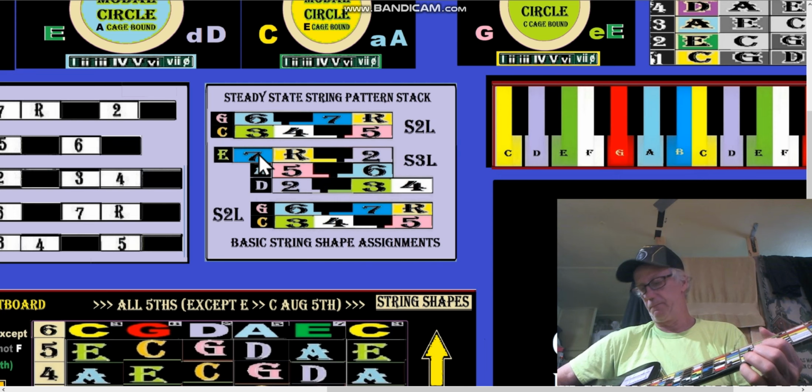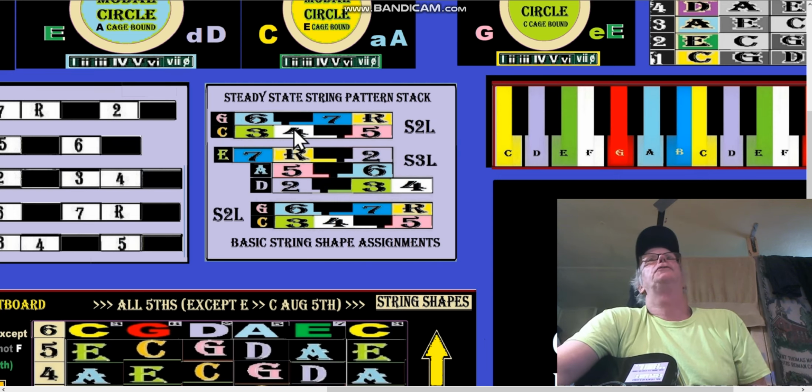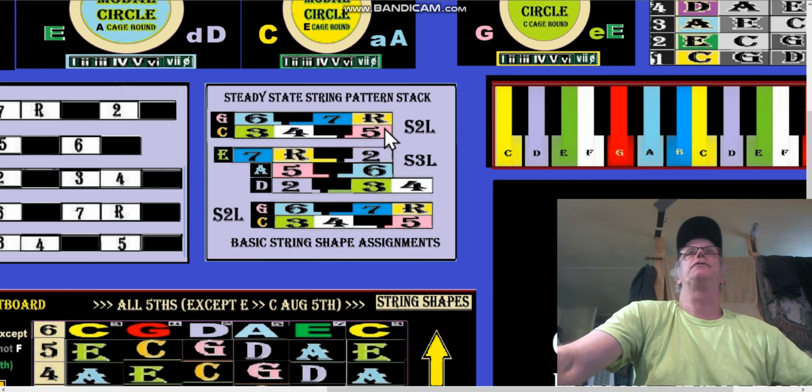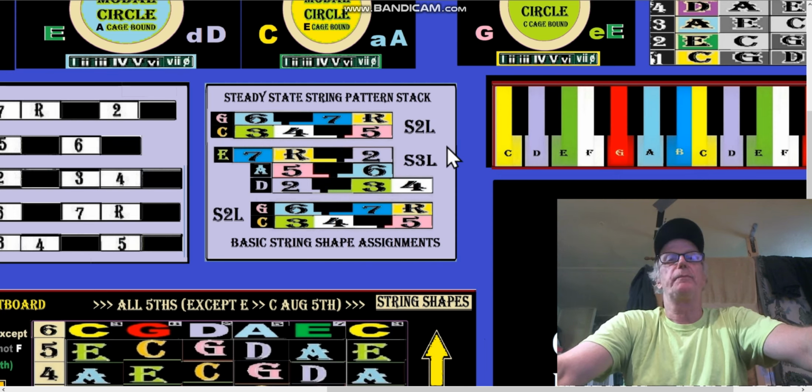Instead of, so you would have to adjust for the warp. The reason why it's not shown adjusted for the warp is because you could start it anywhere and then the warp would occur at a different string, the tuning warp.